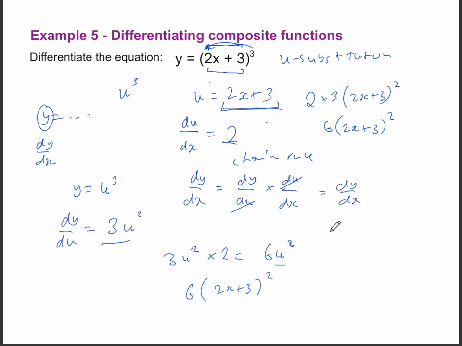So for a general rule, if you have something like this, a(bx + c)^n, this will become a times b, the derivative inside the bracket, times n, the power. Then you just have your bracket as it is, (bx + c), power reduces by 1, so n - 1.